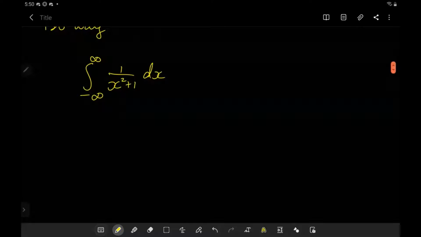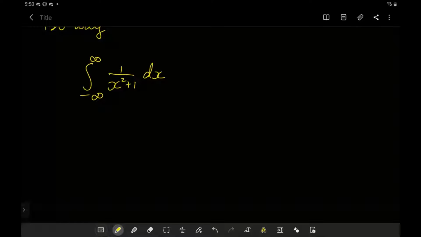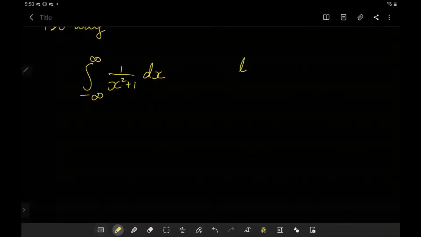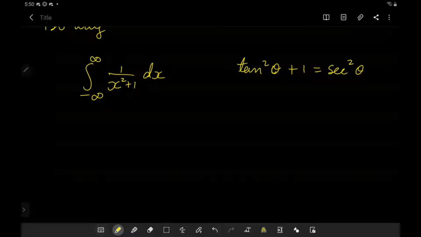Looking at this integral, we see that we have an x squared at the bottom, the denominator, and it is x squared plus 1. And we need to recall, or maybe you already do, that tan squared theta plus 1 is equal to secant squared theta. Okay, so this is the substitution that we're going to use.